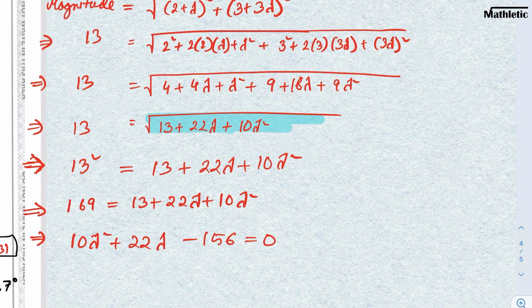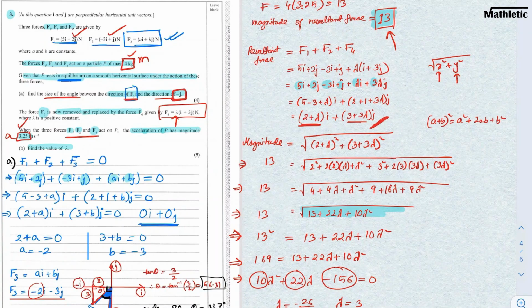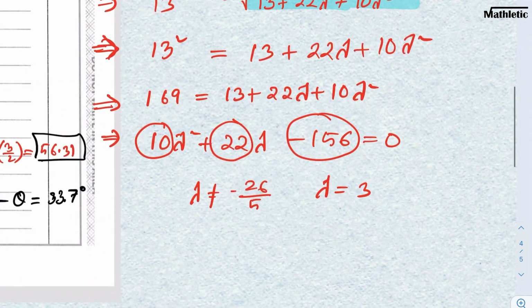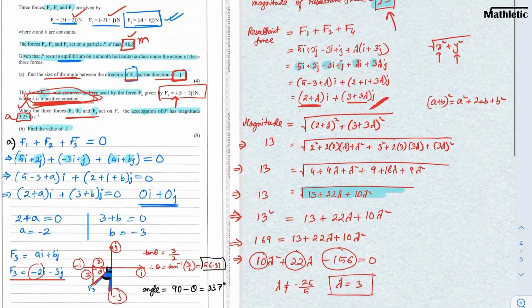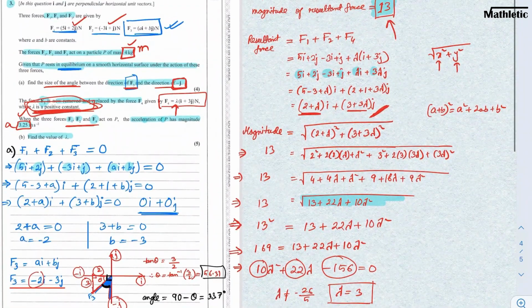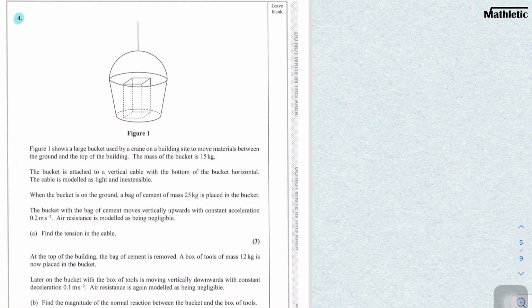So solving this quadratic equation, we will get the value for lambda. The two values are minus 26/5 and 3. In this question, they have already mentioned that lambda is a positive constant. So for that reason, we need to discard this value. So the final value is 3. So we're done with number 3. So let's start number 4.